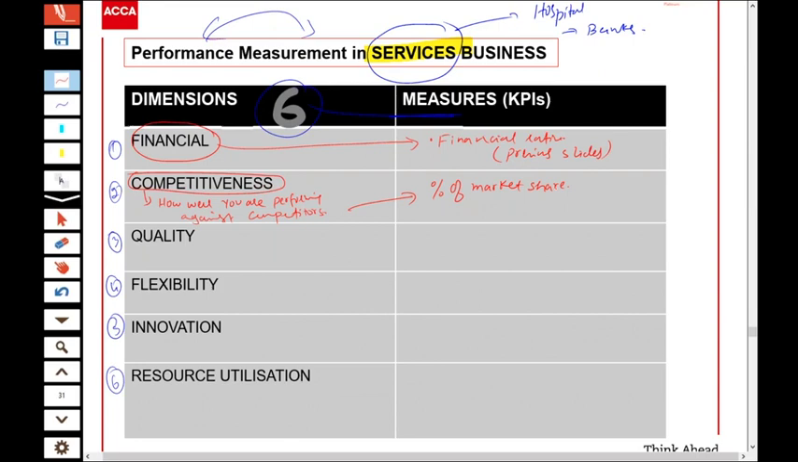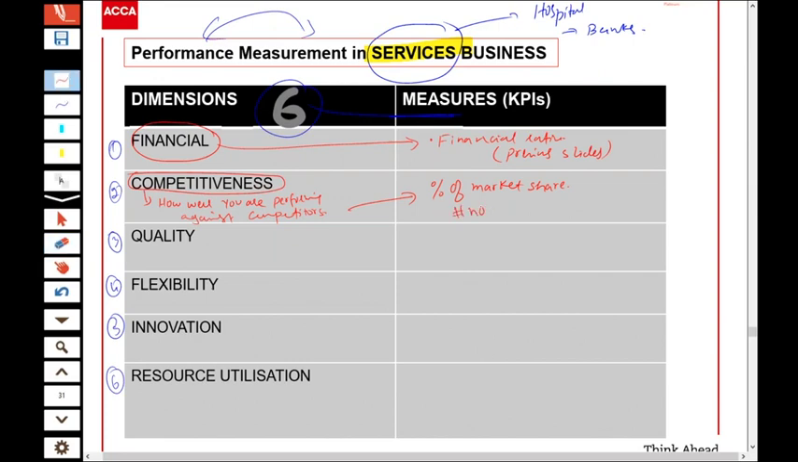For example, there are 30 companies in your city, and we are a bank, and 15 of them are our corporate clients. So that means we have 50% market share. So competitiveness can be measured through the market share.